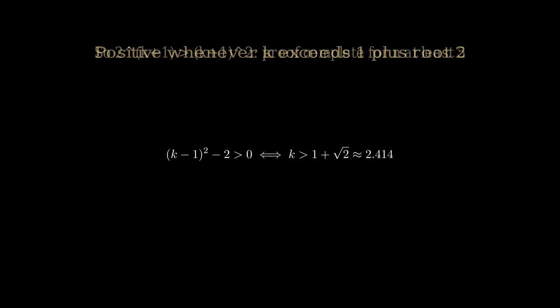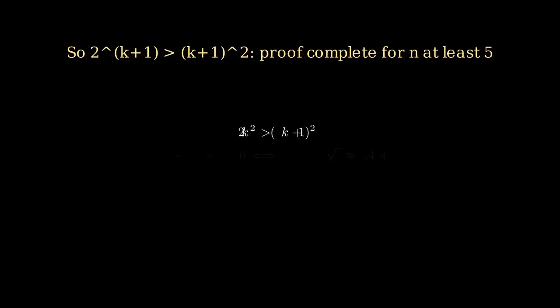So 2k² is strictly greater than (k+1)², which means 2^(k+1) is greater than (k+1)². That completes the inductive step, and the proof is complete for all n greater than or equal to 5.